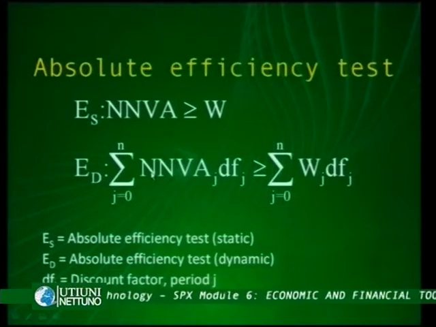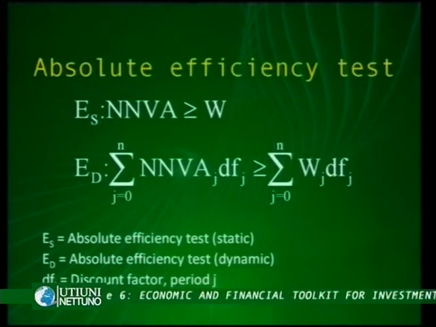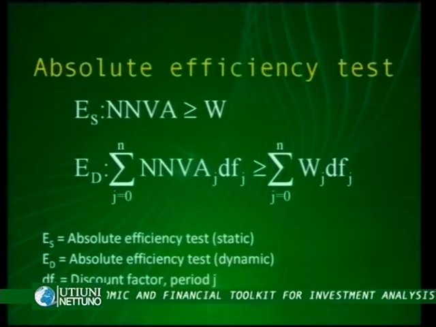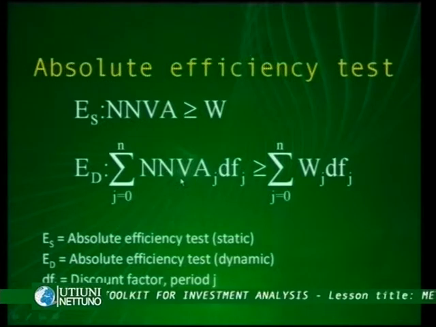So it can happen that in a given year the net national value added is lower than salaries and wages, but the important thing here in the dynamic test is that overall, so for the whole life of the project, once we have discounted net national value added and salaries, the present value of the first is not lower than the present value of the second.